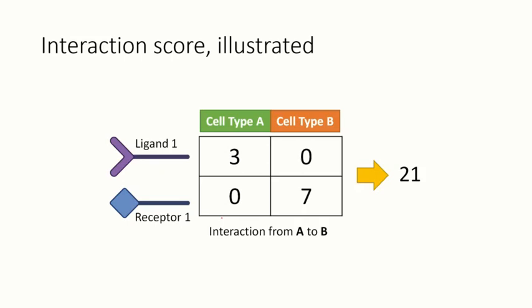So do we have interaction from B to A? The product between these is 0, so there's no indication that cell type B produces this ligand while cell type A produces its receptor. There's no interaction score in this way. It's only computed that way.